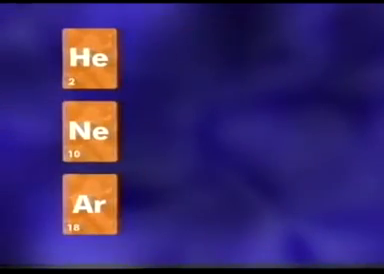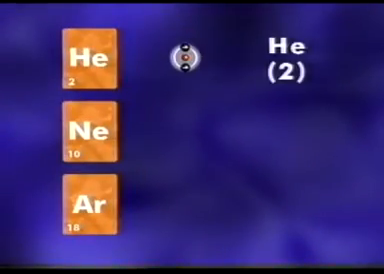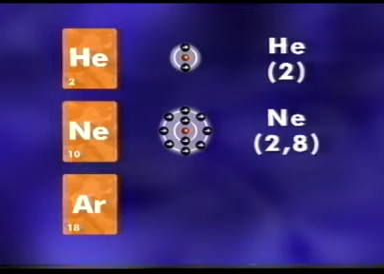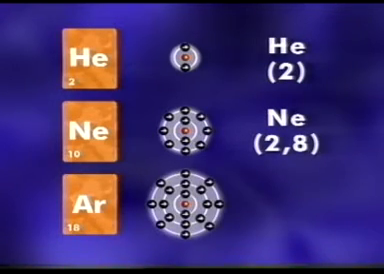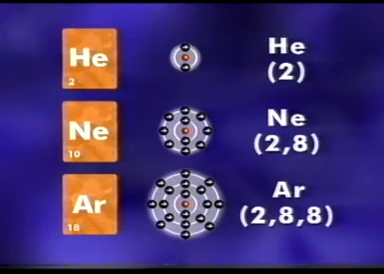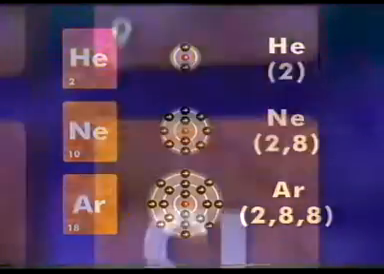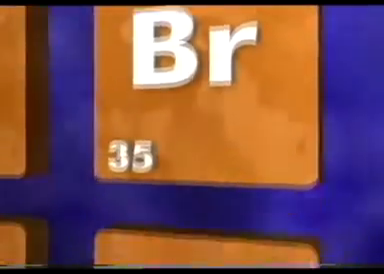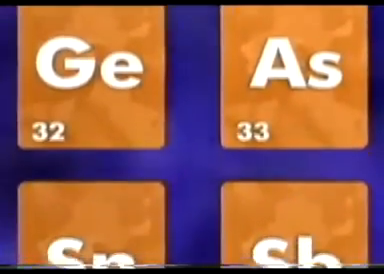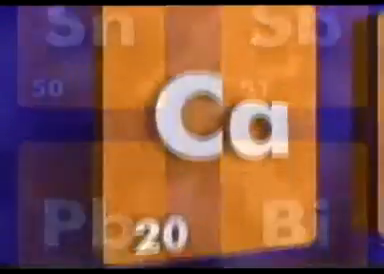What about group 0? Helium has 2 electrons. Neon has 10. Argon has 18. In this group, the outer shell is always completely full. Apart from group 0, elements in the same group have the same number of outer shell electrons. This gives them similar chemical properties.